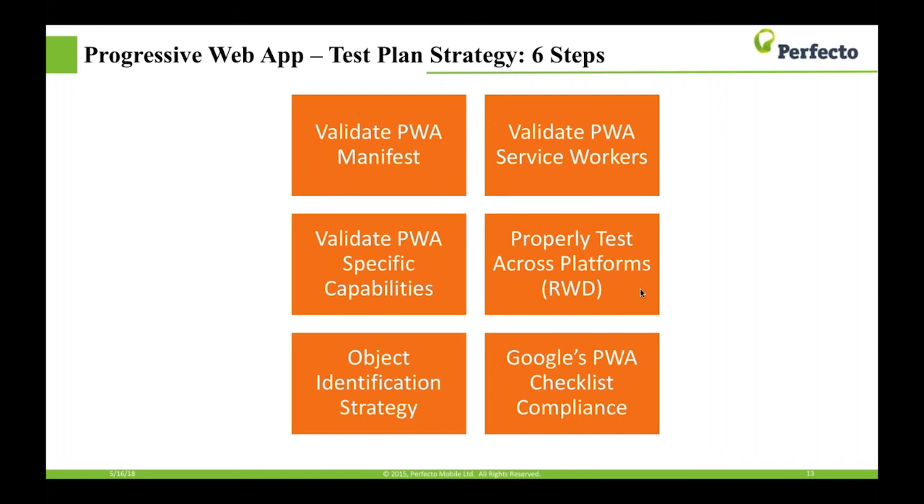The other pillars are PWA-specific capabilities. We talked about sensors, we talked about push notifications, we talked about iOS versus Android. This is this bucket. Then we have cross-platform testing, and we talked about iOS and Android, but you have different browsers, and we'll touch on that because it's very complex. Object identification is even more complex, and this is at the heart of your test automation. We'll touch on that soon because it's a different strategy as well.